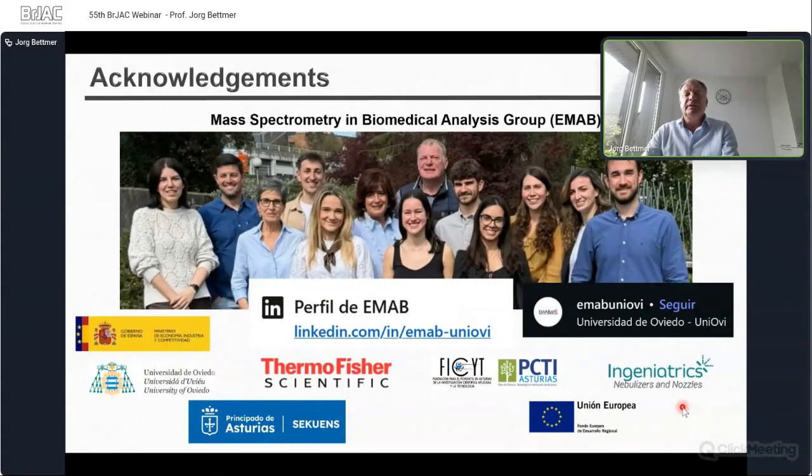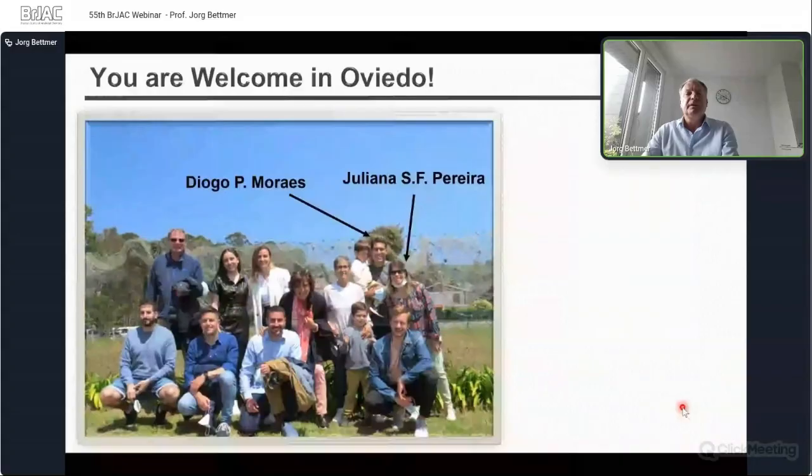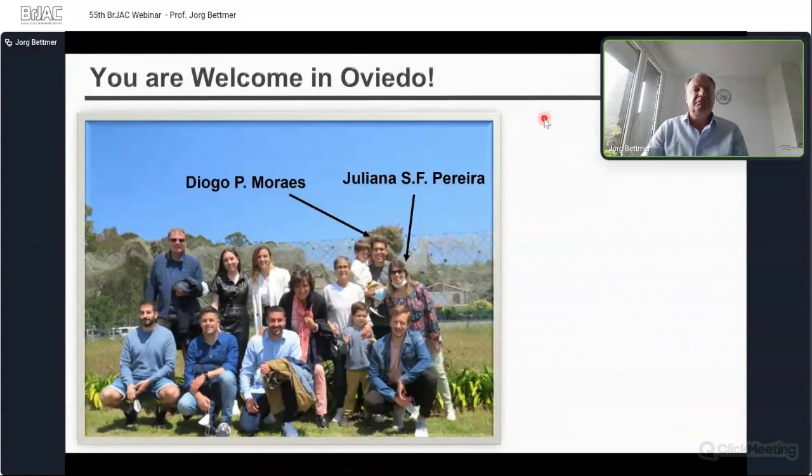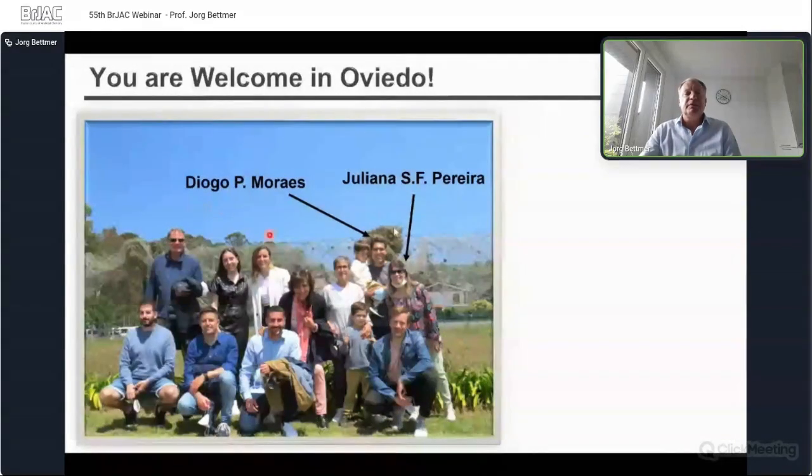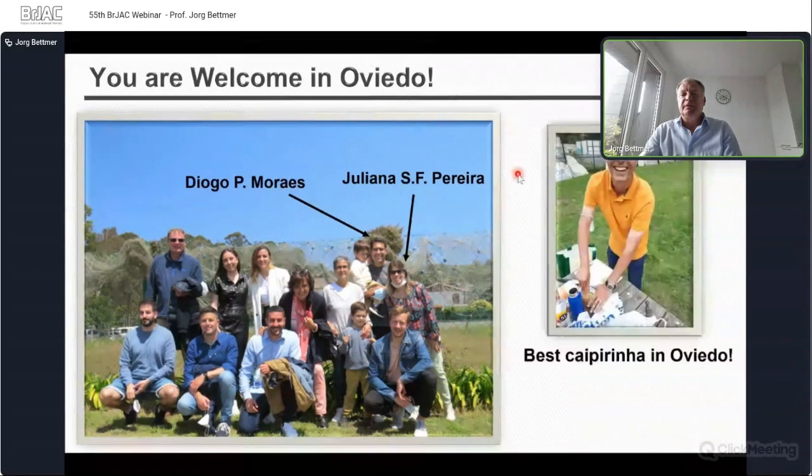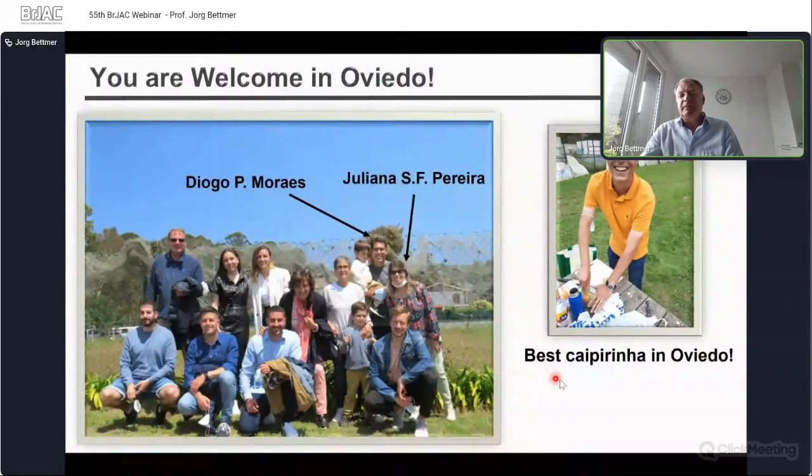And last but not least, I want to come back to Oviedo, because we have a long tradition to welcome friends and colleagues from Brazil. I haven't found many pictures, but at least I want to point out here Juliana and Diogo, who stayed for 1 year with us some 4 years ago, and I think they enjoyed the time very much. Most Brazilians won't agree that he is capable of preparing the best caipirinha in Brazil, but at least in Oviedo.